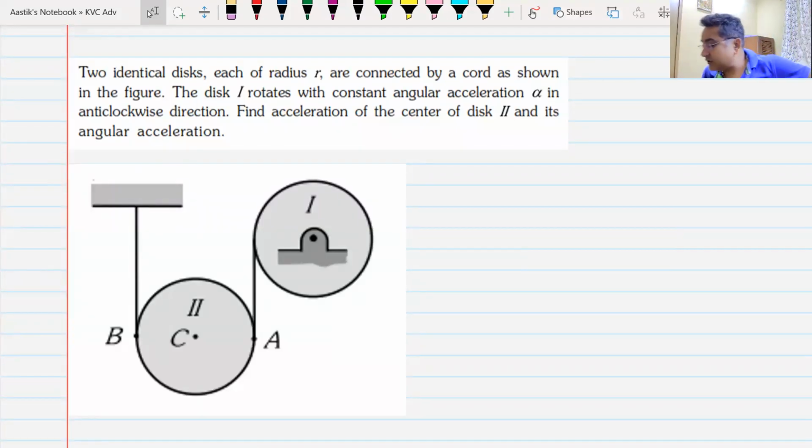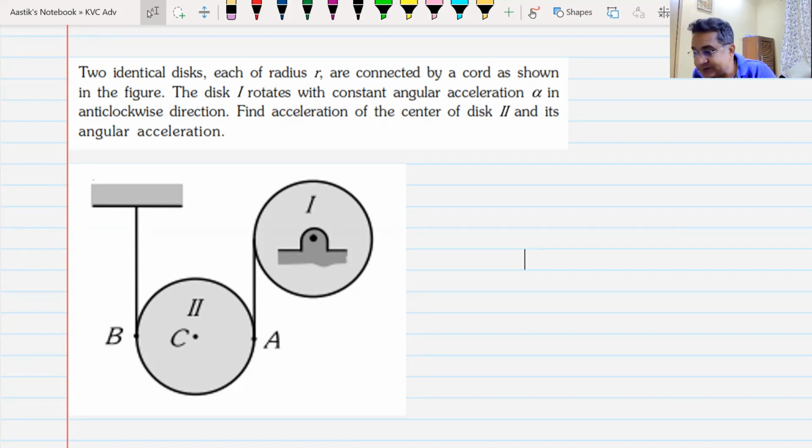Two identical disks of radius R are connected by a cord as shown in the figure. Disk 1 rotates with a constant angular acceleration alpha in the anti-clockwise sense. On its own, it can only rotate in the anti-clockwise sense, but if someone rotates it, it can rotate in the clockwise sense as well. Find the acceleration of the center of disk 2 and its angular acceleration.